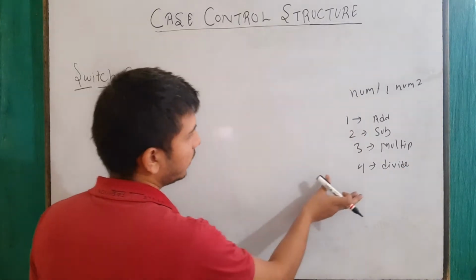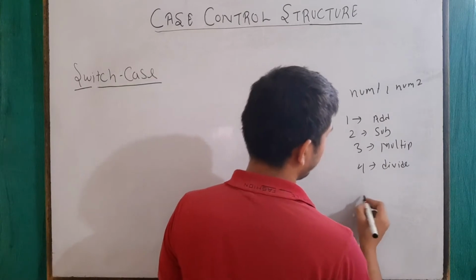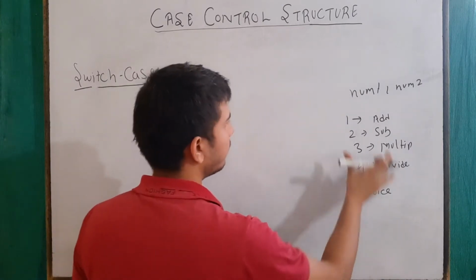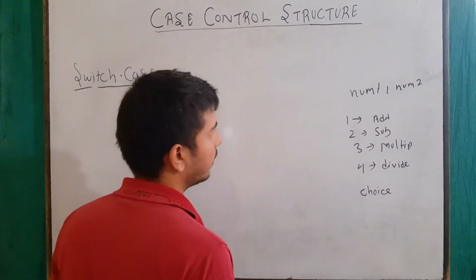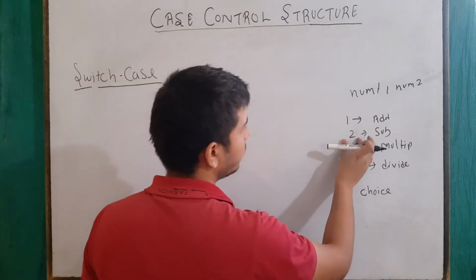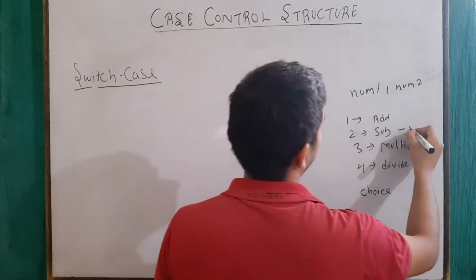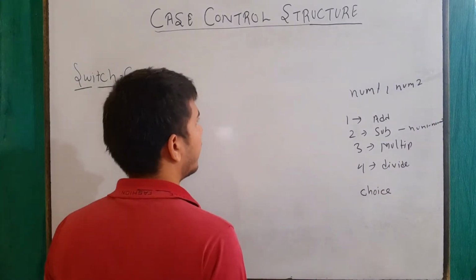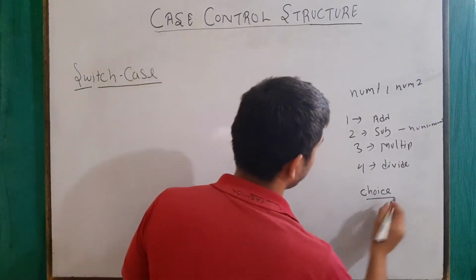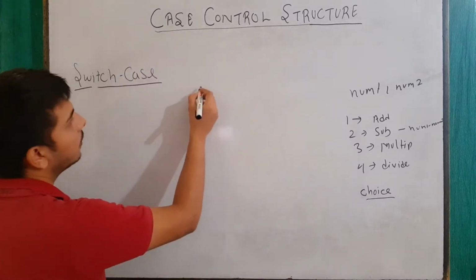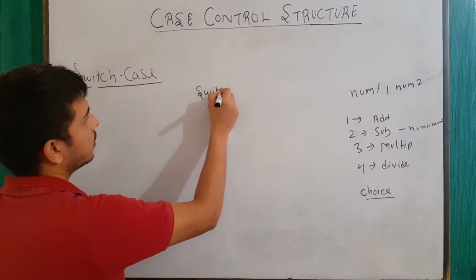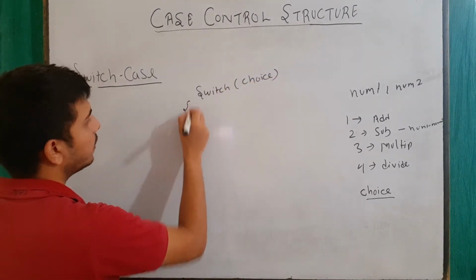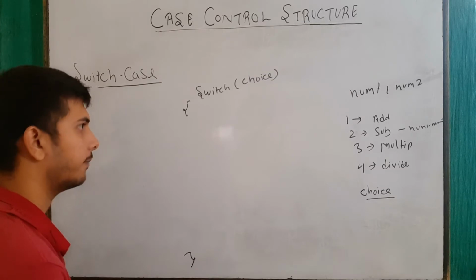Now what we do is take user input in a variable, let's say choice, and based on the choice we will give the output. For example, if the user's input is 2, we will find num1 minus num2 and give the output to the user. Now the main logic will be switch on choice, and based on the choice the operations will take place.